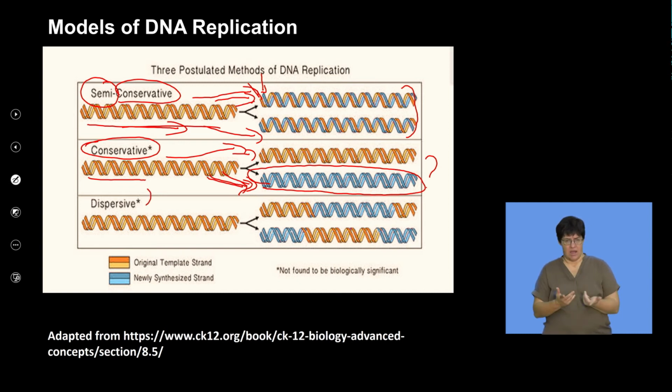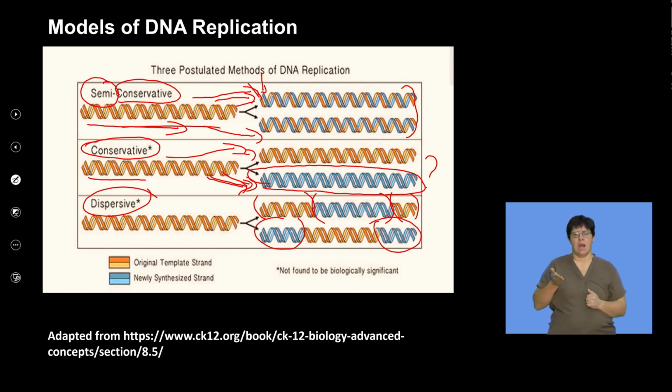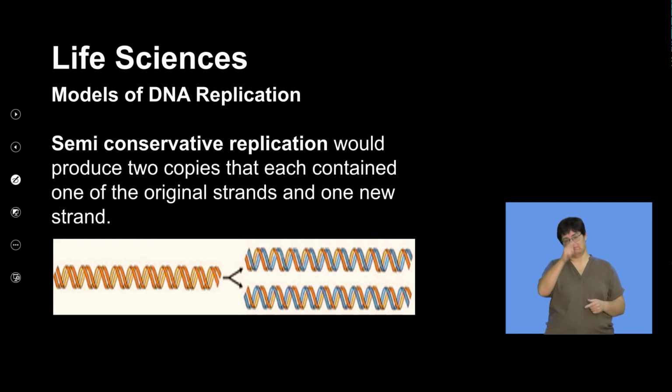A third model was also proposed, which was called the dispersive model. And this model talks about the new strands of DNA having segments of old and segments of new dispersed within them. And so this model is also found to be erroneous, meaning prone to mistakes, and hence these two are the models that are not accepted, whereas this model, the semi-conservative, is the one that is recognized as the most consistent model in explaining the accuracy of the process of DNA replication.